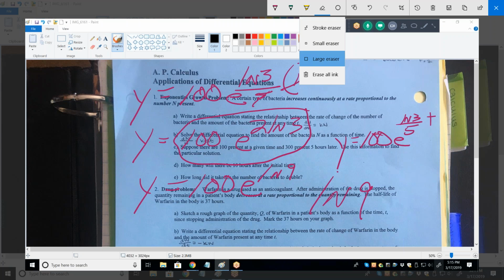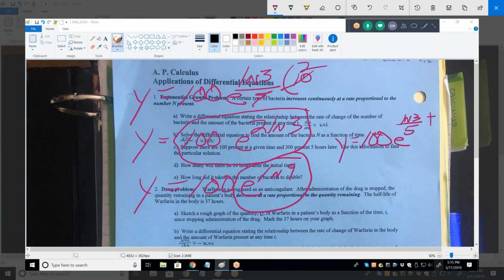I don't know how up you are in your logs, but that number you can get, actually, that's 900. In other words, I don't need a calculator. E to the natural log of x is x. So there's going to be 900 bacteria after 10 hours.